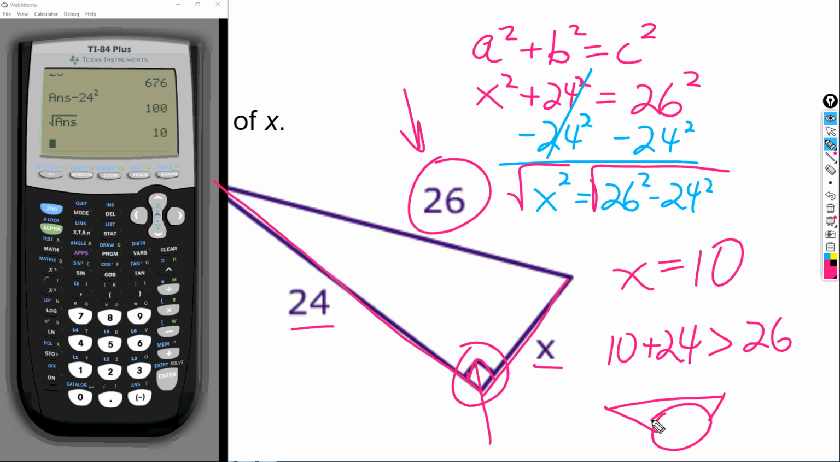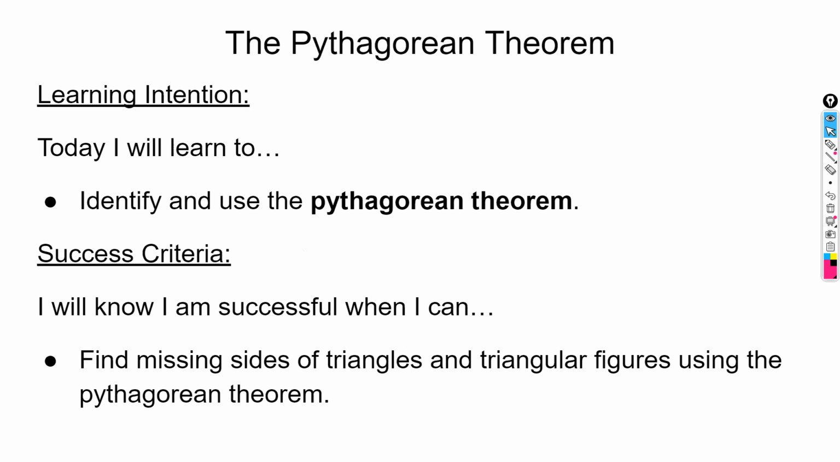So everything makes sense as far as what we have. Again, the legs must be shorter than the hypotenuse, but if I add the legs together, they must be bigger. So that really can help you dial in as to whether your answer is reasonable or not. Okay, and that's all we're going to do for this one. Two examples, one where we found the hypotenuse and one where we did some algebra to find one of the missing legs. Until next time.